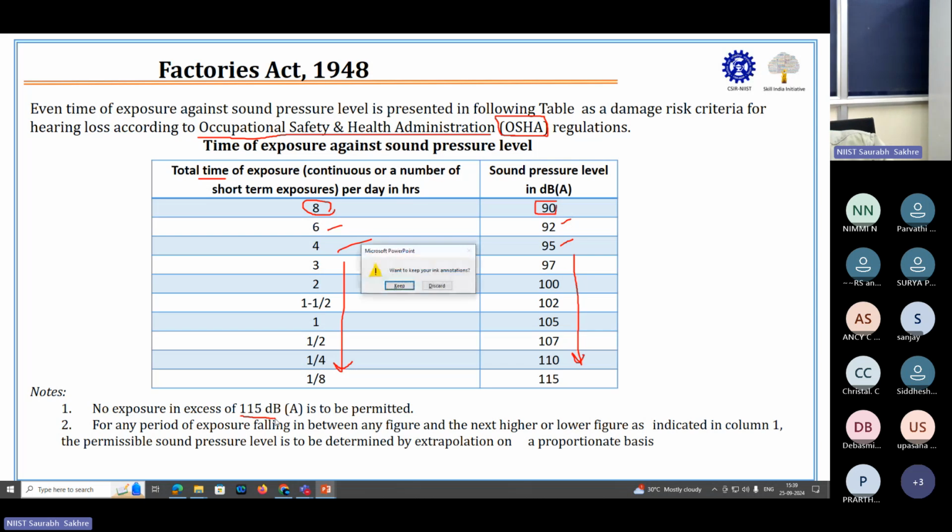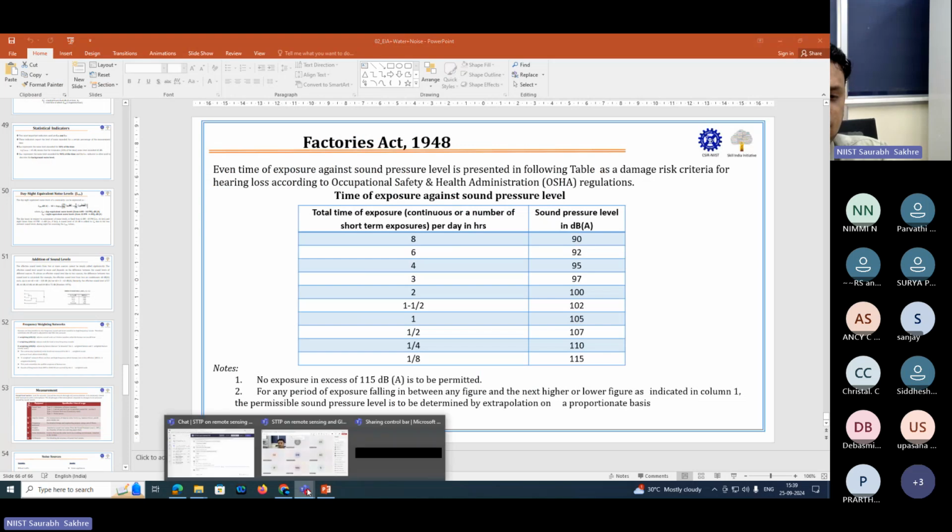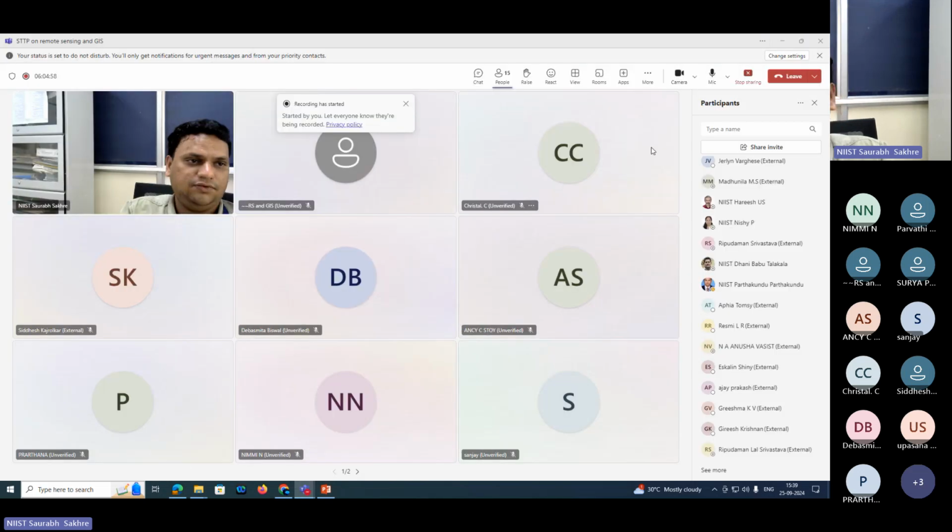Okay. So with this, I finish the session on noise pollution. The modeling part we will see in the case studies. If there is any doubt, I would like to answer a couple of questions. Otherwise, you can proceed with the QGIS hands-on, and you can put your doubts on the group.